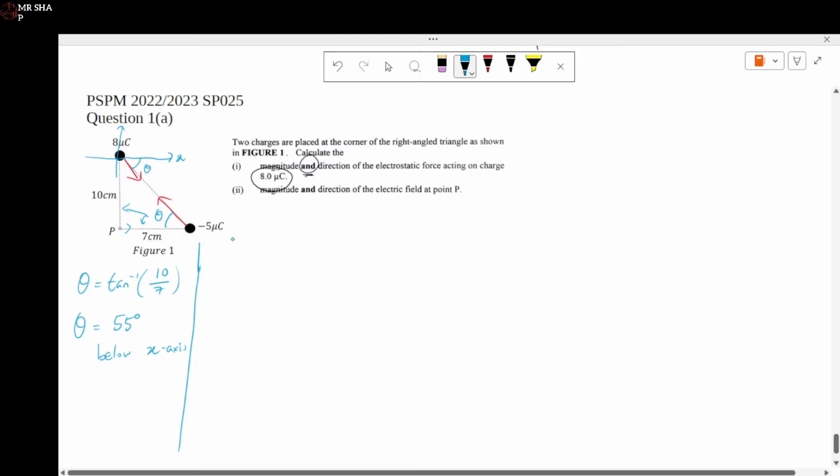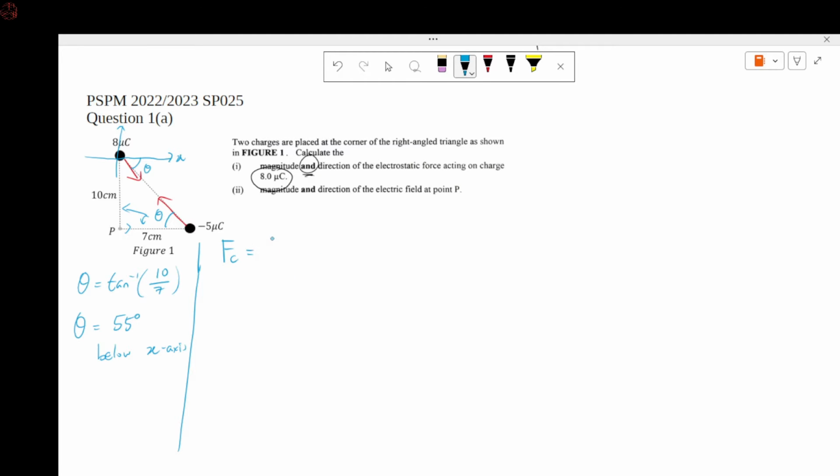Now what I need to do is figure out the magnitude, and the magnitude of the electrostatic force is given by Coulomb's law, which simply says it is k Q1 Q2 over r squared. R is just the distance between them. It is the square root of 0.1 squared plus 0.07 squared. Notice that even though I have 10 centimeters, I have written 0.1, because this has to be in SI units, which is meters. So 10 centimeters is 0.1 meter. If I square both sides, I'm left with 0.1 squared plus 0.07 squared.